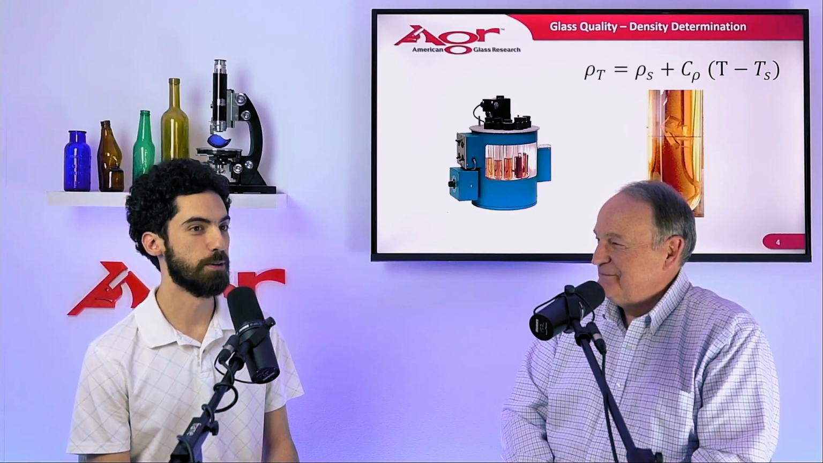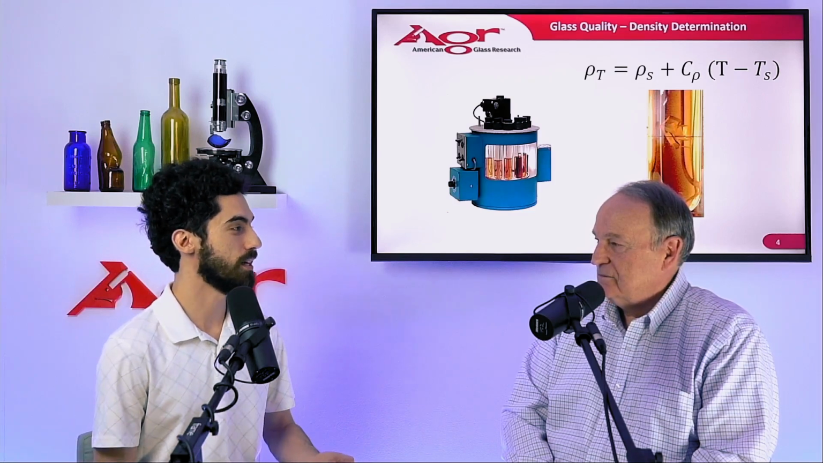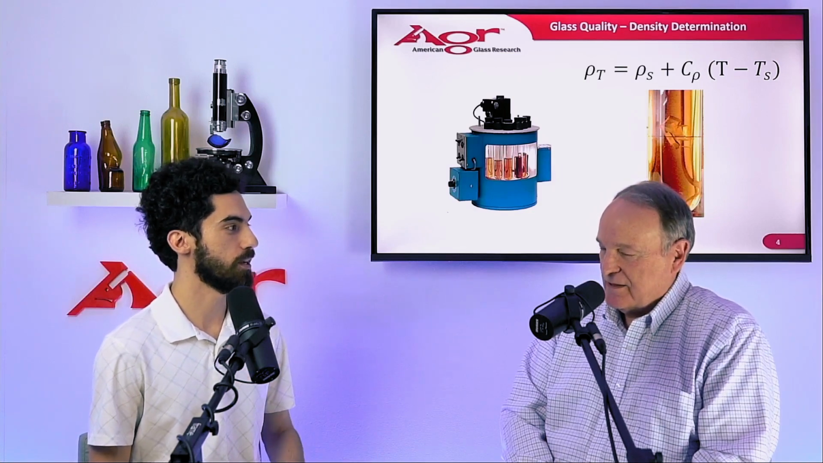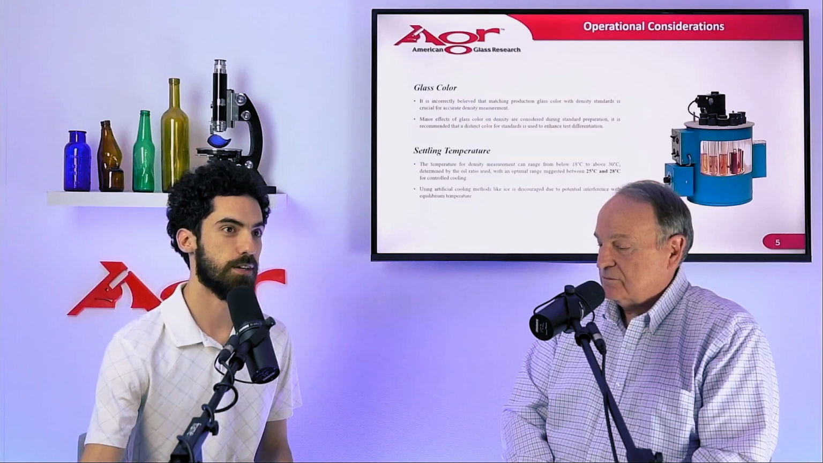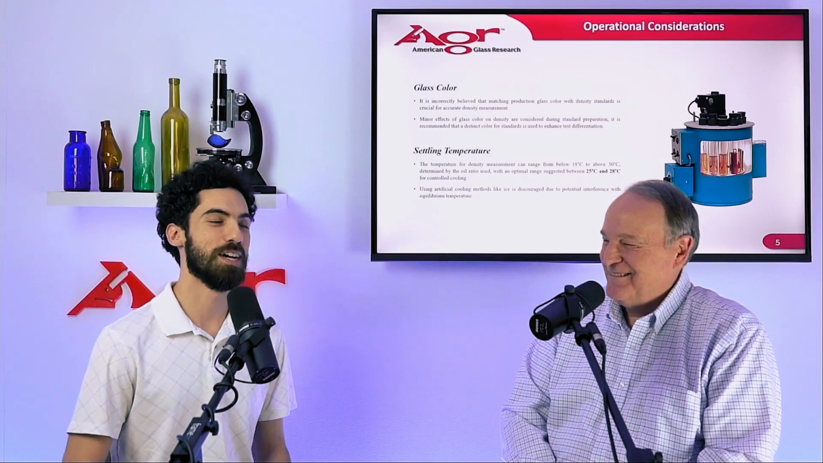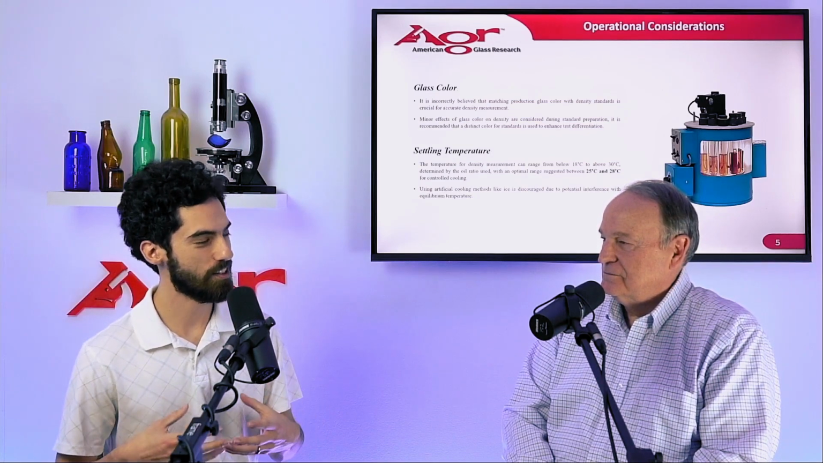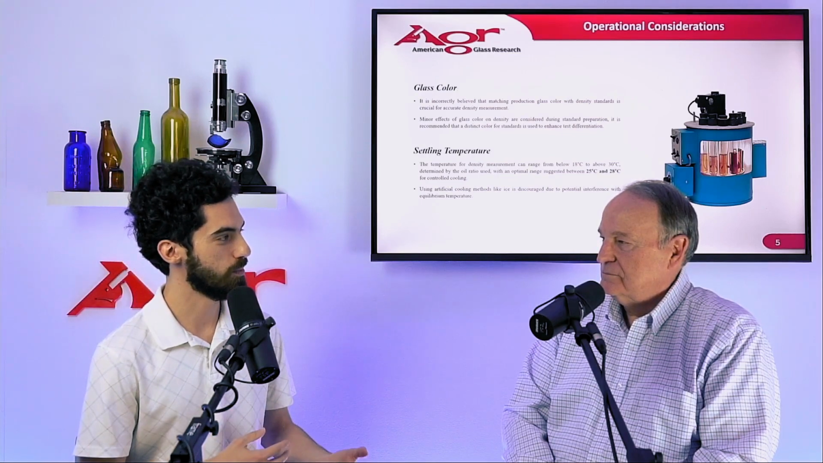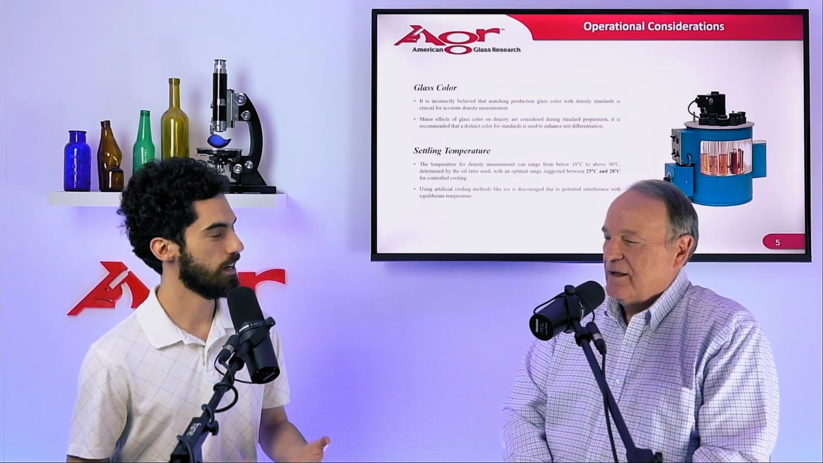Okay. So now that we kind of know the basics of all this, what we really want to talk about is some of those operational considerations. Yes, right? Because they're very important. They are important, yeah, incredibly important. In fact, the first one I think is probably one of the more frequently asked questions we get all the time, which is glass color, right? They want to have the exact same color for their standard as their glass that they're producing because they think it's going to affect the densities. Yes. Now, is that true or not?